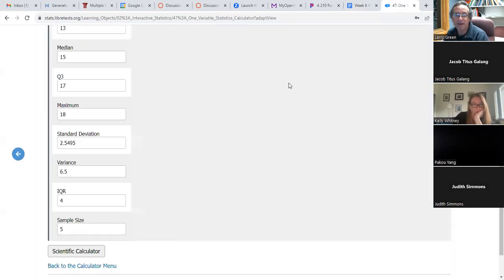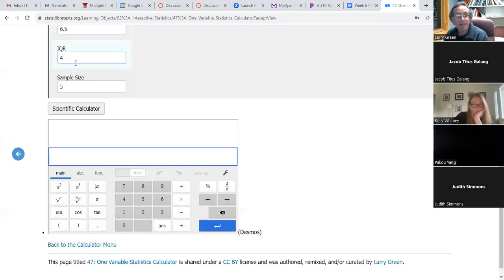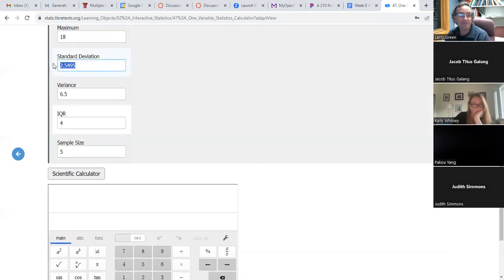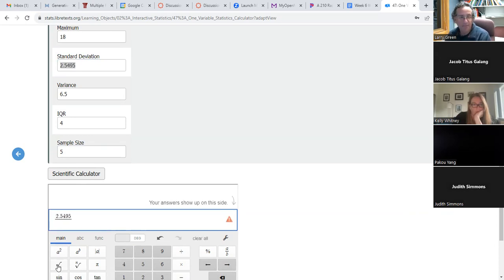Let's do it in the calculator. I can take the standard deviation. And then I'm going to divide by the square root of n, which was 5. Any questions on coming up with a standard error? About 1.14?